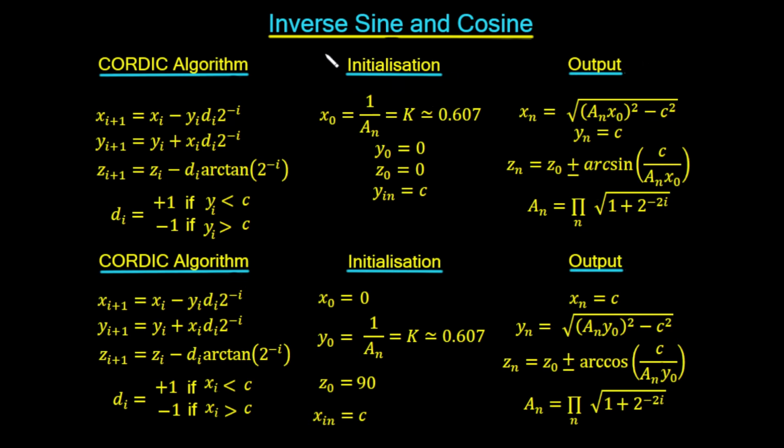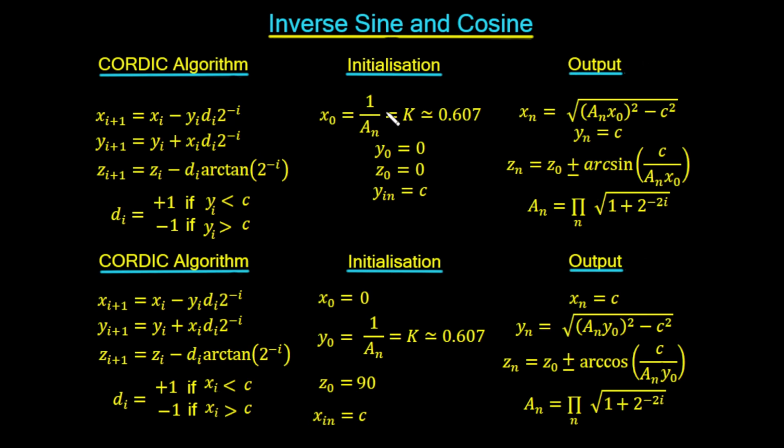Now the initialization is going to look like this. We're going to have the original point x0 is just going to be that distance, which we said is the value of k, which is 0.607. So in effect this is us scaling the input back to this particular value. And we've seen that here.